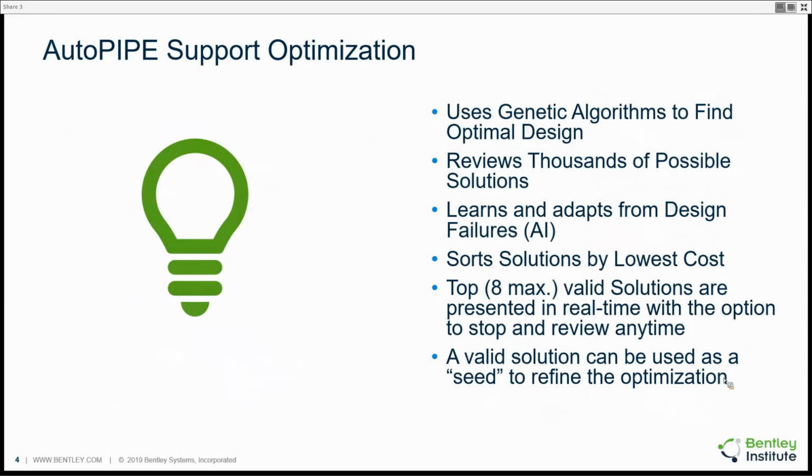The support optimization feature in AutoPIPE uses an intelligent genetic search algorithm that follows an evolutionary approach to compare thousands of design alternatives. The algorithm is a learning algorithm, a sort of artificial intelligence, learning from the failures and promoting survival of the fittest.